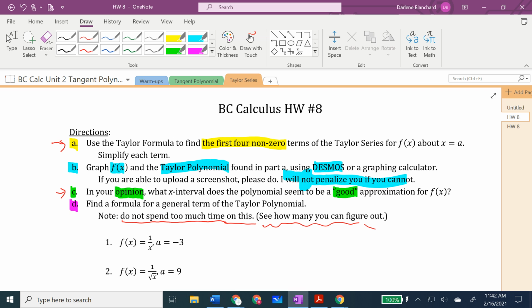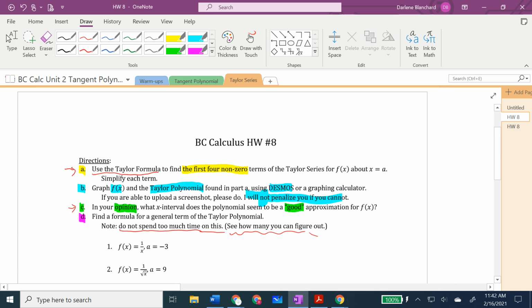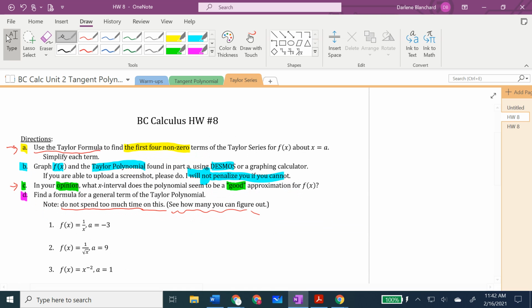Okay. Now, here we go. We are going to use the Taylor formula that we were just looking at. So I'm going to write that down. And I want you to write it down partly to get used to it because of how important this formula is. So sigma from n equals 0 to infinity, but we're not going to go that far. And it is the nth derivative at the center a divided by n factorial times x minus a to the n power.